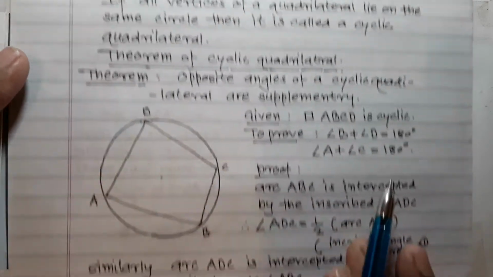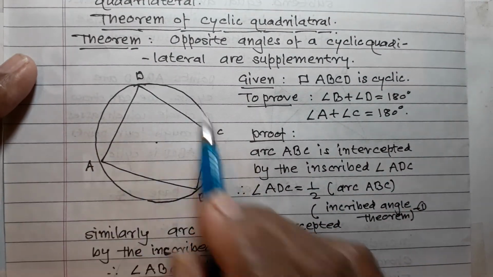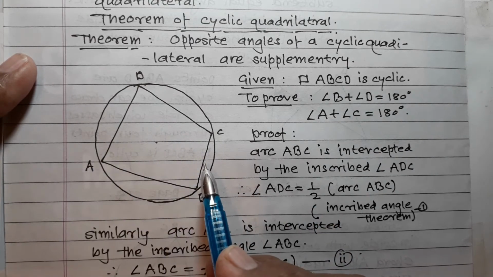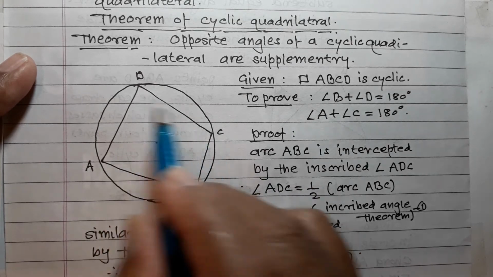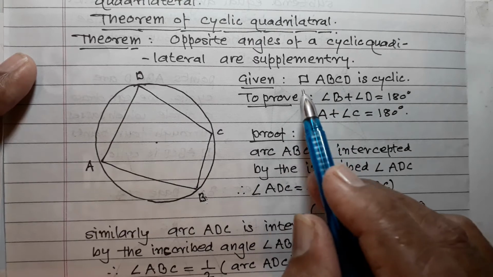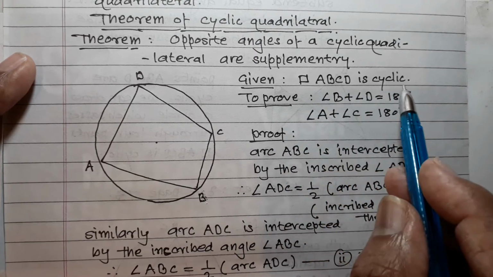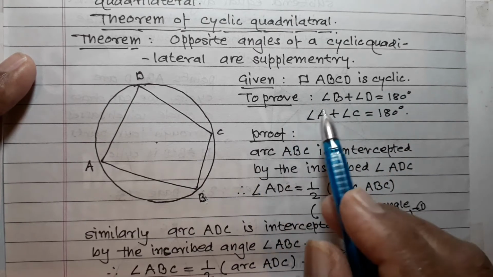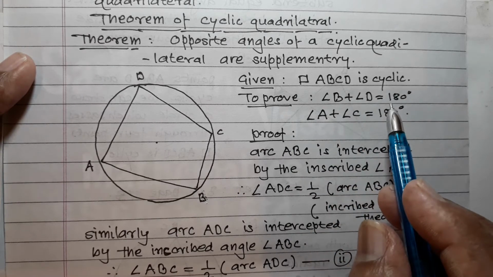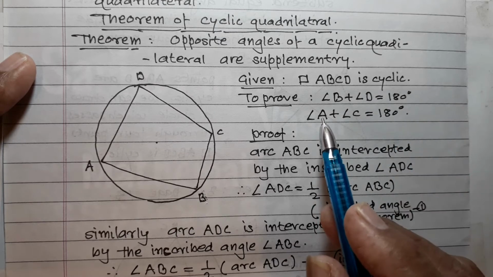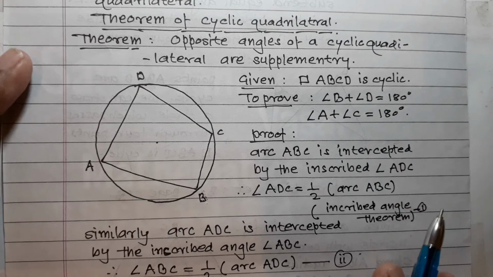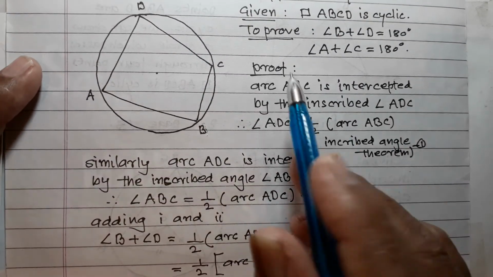First, draw this figure. This is a circle, and this is a cyclic quadrilateral. Given: quadrilateral ABCD is cyclic. To prove: angle B plus angle D, opposite angles, is equal to 180, and angle A plus angle C is equal to 180. Now, the proof.